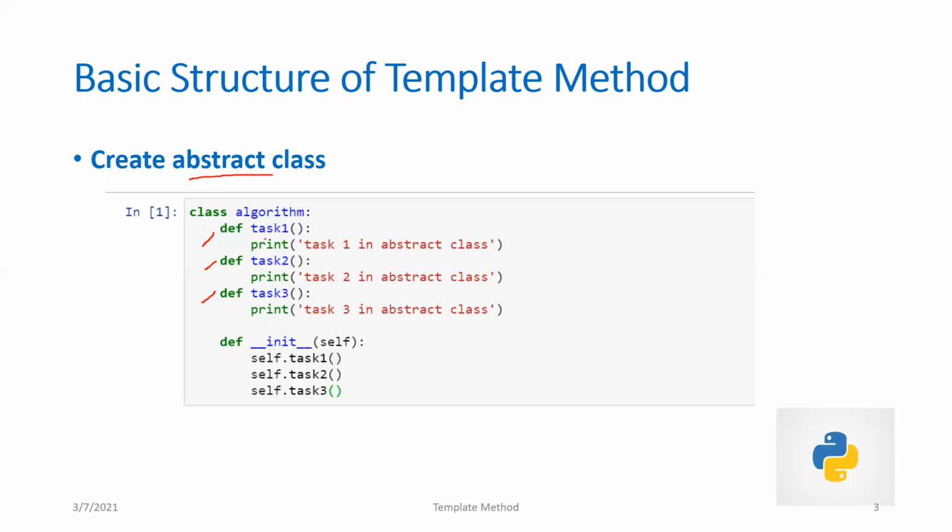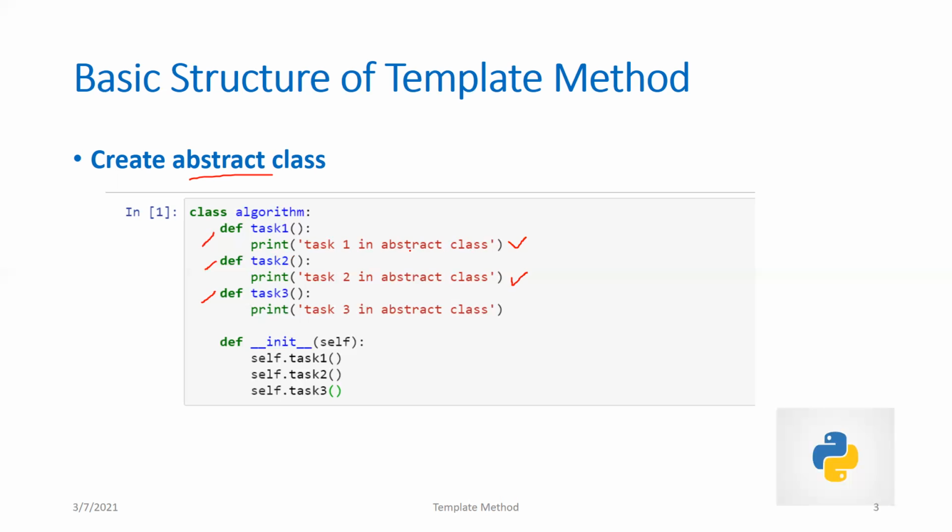These separate functions or methods show us separate outputs. I placed the outputs so that we can understand from where it is controlling, and to which place the control is moved. So for task one, I just wrote the result, task one in abstract class.